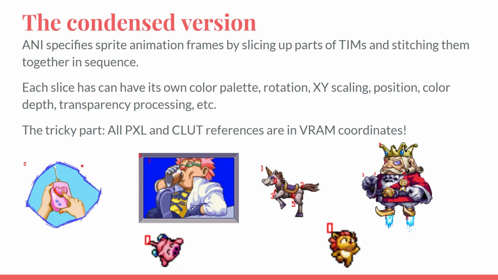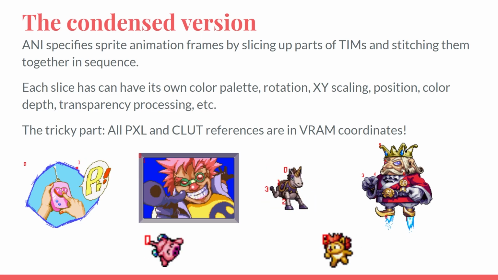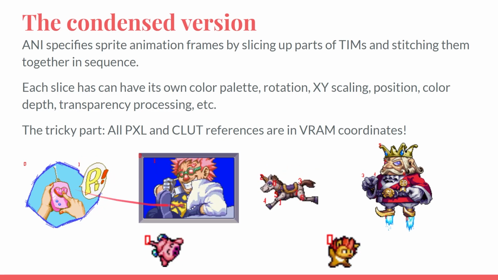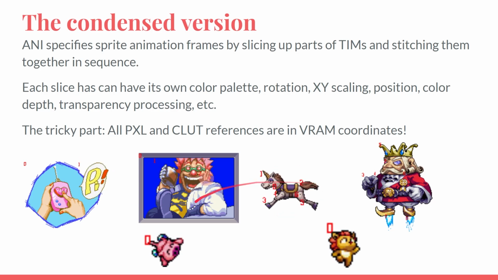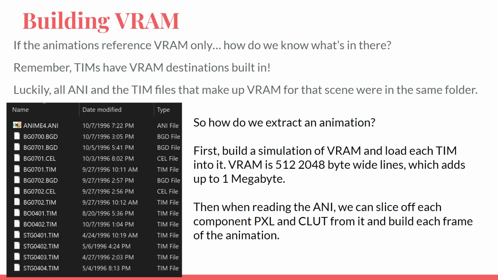I put them at the top left of each slice of an image, basically, to visualize how these images are being put together. So why is that a problem, that the animation files reference VRAM coordinates only? Well, we can't necessarily know, when we're extracting the animations, what's exactly in VRAM.